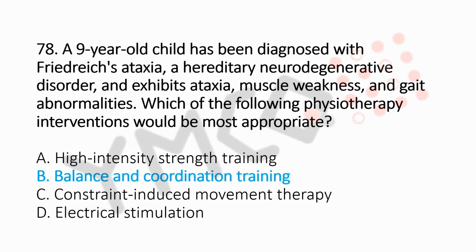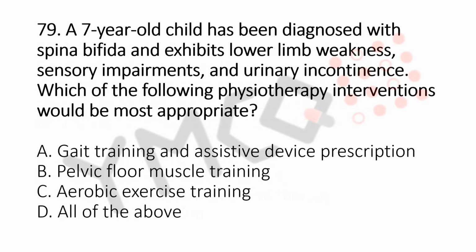Option B, balance and coordination training. Now let's move to question number 79. A 7-year-old child has been diagnosed with spina bifida and exhibits lower limb weakness, sensory impairment, and urinary incontinence. Which of the following physiotherapy interventions would be the most appropriate? Option A, gait training and assistive device prescription.